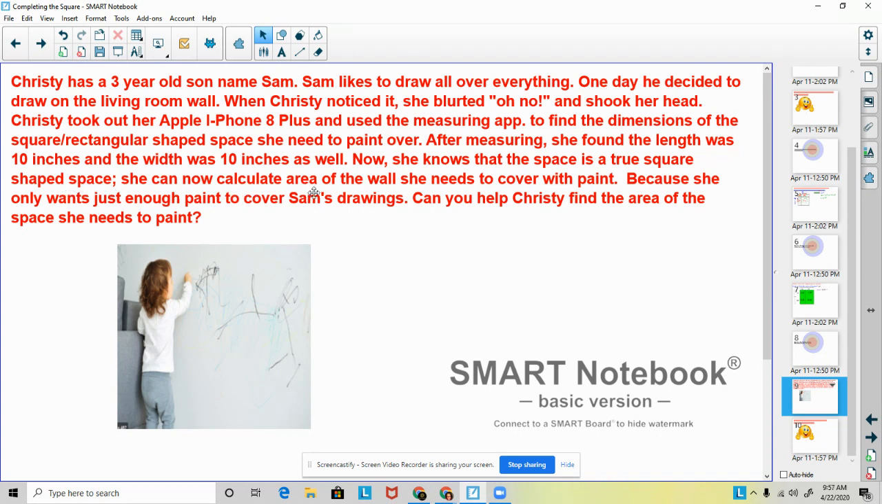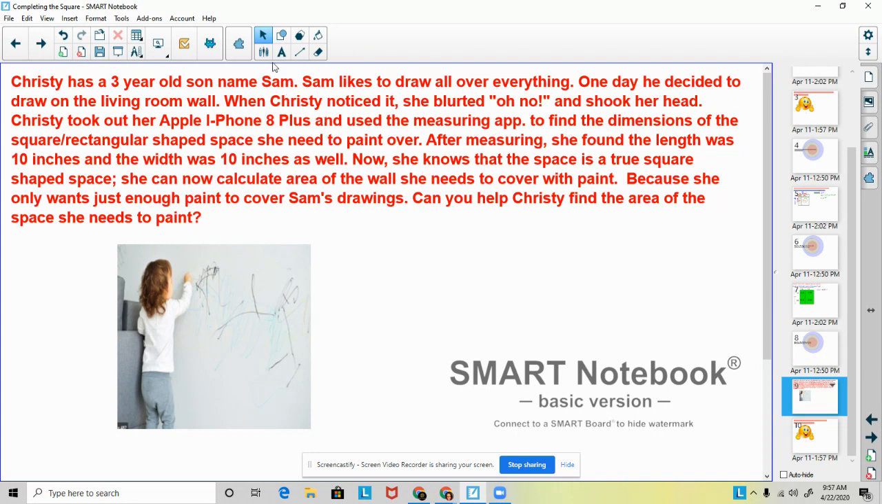She can now calculate the area of the wall she needs to cover with paint because she only wants just enough paint to cover Sam's drawing. Can you help Christy find the area of the space she needs to paint? Okay, and the answer is yes, I can help Christy.